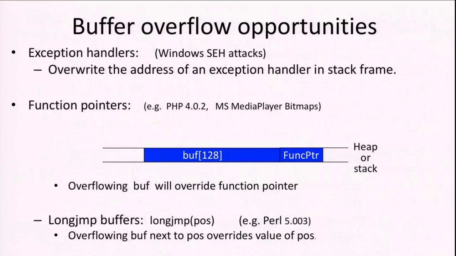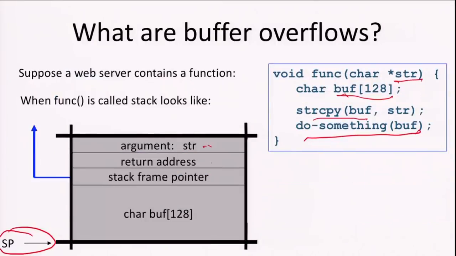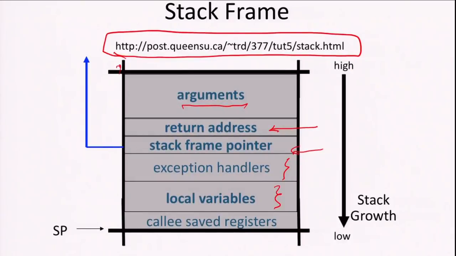So the buffer overflows that we saw until now were actually overflowing the variables, mostly buffer type variables, by writing strings onto them, and then overwriting other variables, function pointers, return addresses, frame pointers, and things like that. But there are other things that might be affected by buffer overflow. For example, exception handlers. If we go back to the structure of the stack that we saw before, exception handlers are also placed in the stack frame.